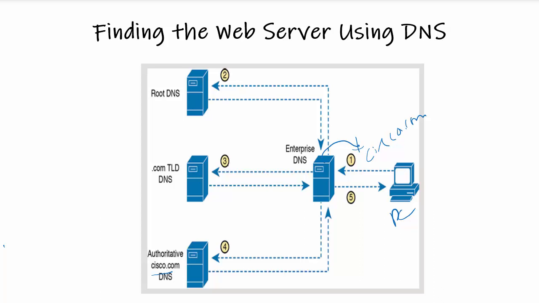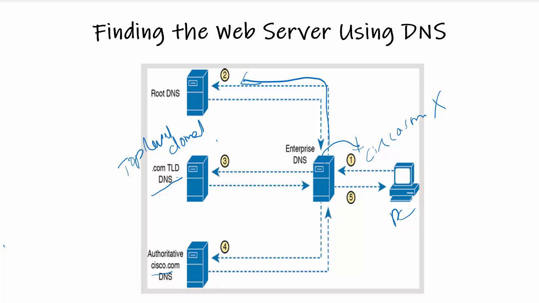So there is the root DNS, the .com TLD DNS, where TLD means top level domain, and the authoritative DNS. Beginning with the DNS request sent to the root DNS server, the root DNS server does not supply the IP address of cisco.com, but it supplies the IP address of another DNS server, the one responsible for the .com top level domain. So in this message, the enterprise DNS server gets the IP address of the top level domain server.